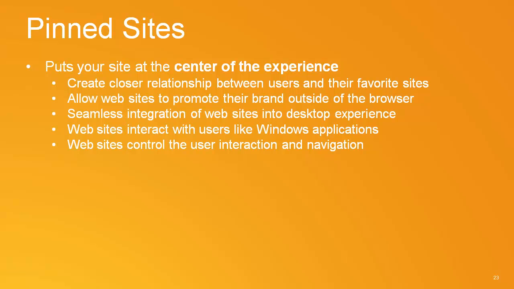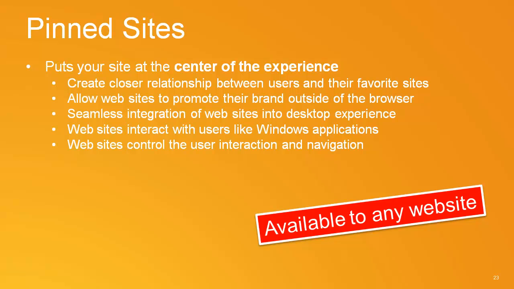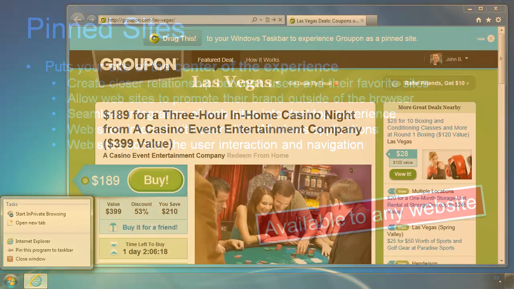Websites interact with users just like Windows applications do, and websites control the user interaction and navigation. You will be able to take advantage of jump lists. You're going to be able to take advantage of taskbar buttons, and all of this is thanks to this new feature. And the best of all is that this is available to any website. Just by adding a couple of meta tags, you will be able to take advantage of this regardless of the technology that you use behind the curtains.